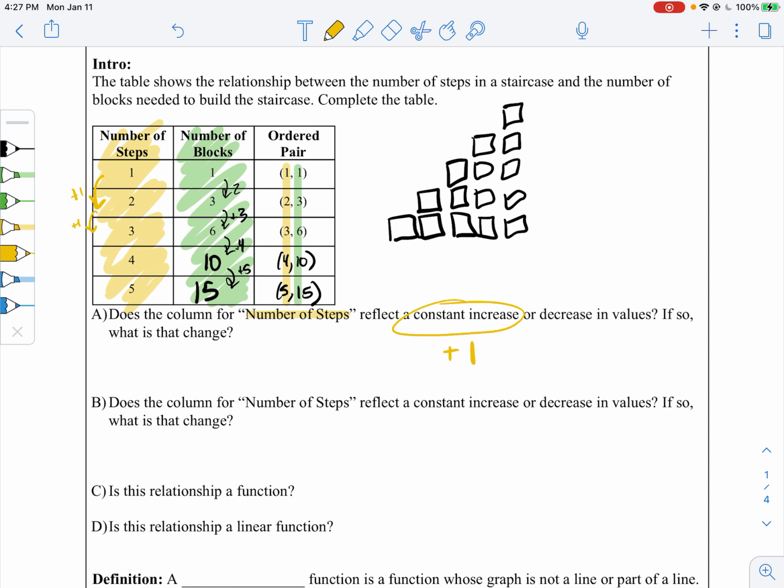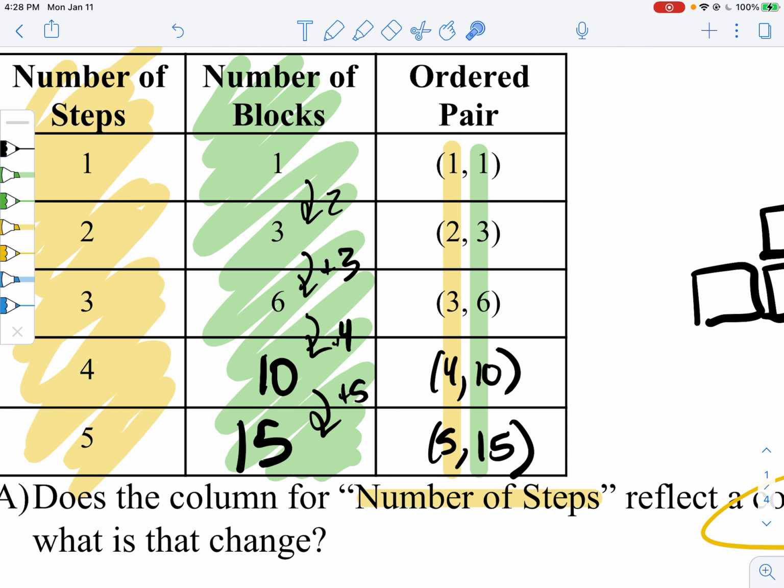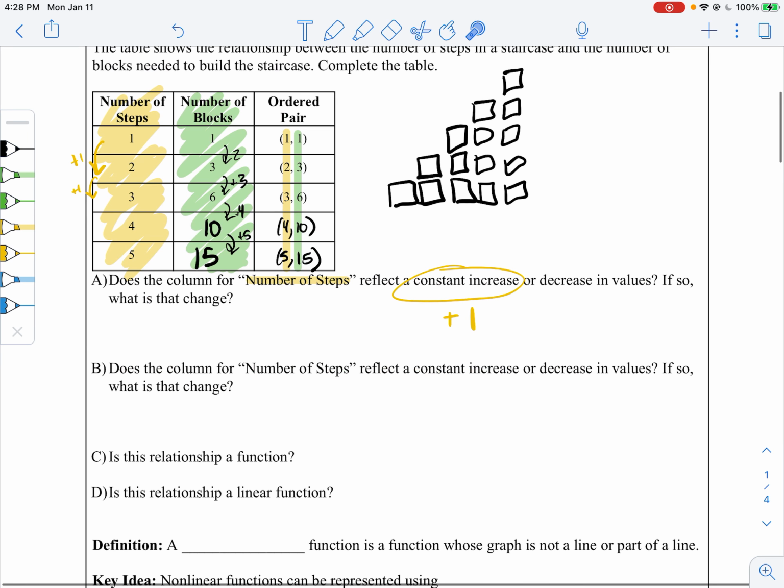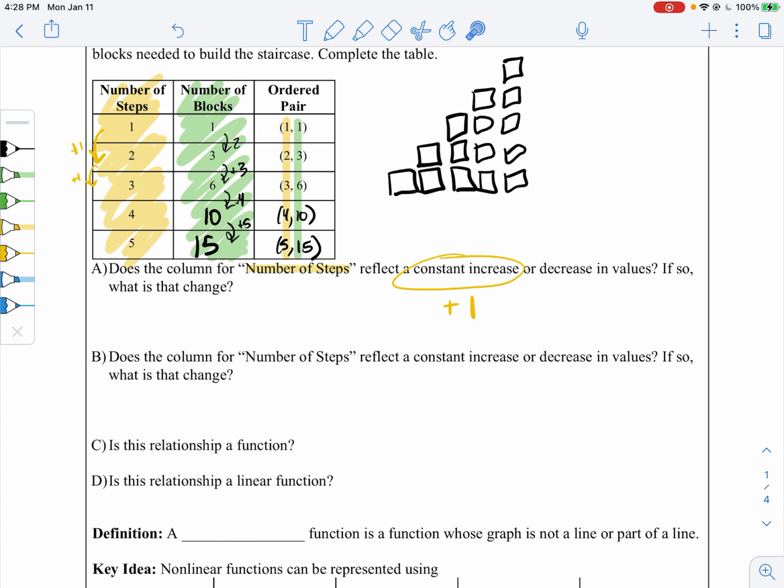What about for the number of blocks? Is that a constant increase or decrease in values? Well, it certainly is an increase: 1, 3, 6, 10, and 15. That's increasing, but it's not increasing at the same rate. We're taking a step of 2, and then of 3, and then of 4, and then of 5. So it is not a constant increase. It's an increase, but it's not constant.